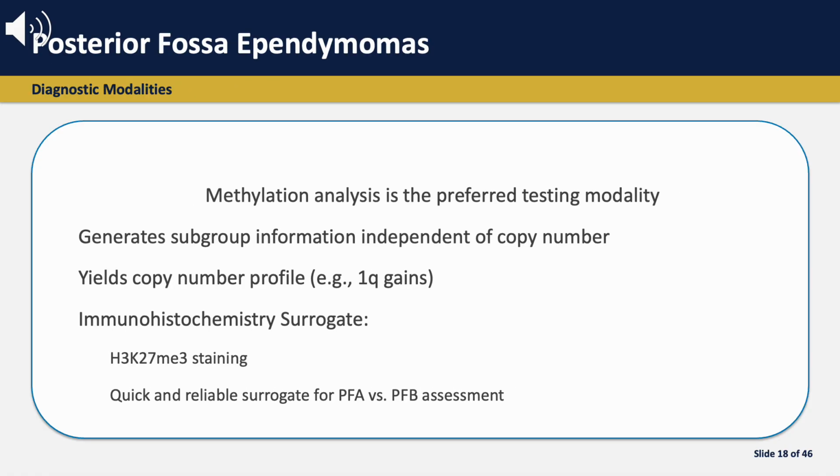Both posterior fossa subgroups are reliably subclassified by methylation analysis, which is the currently preferred modality of testing. Not only does methylation array profiling generate subgroup information independent of copy number alterations, but the same test can additionally yield a copy number profile for further assessment of 1q and other arm-level gains or losses. In practice, immunohistochemical staining for the histone methylation mark H3K27me3 can act as a quick and reliable surrogate for posterior fossa A versus B assessment in tumor cells.